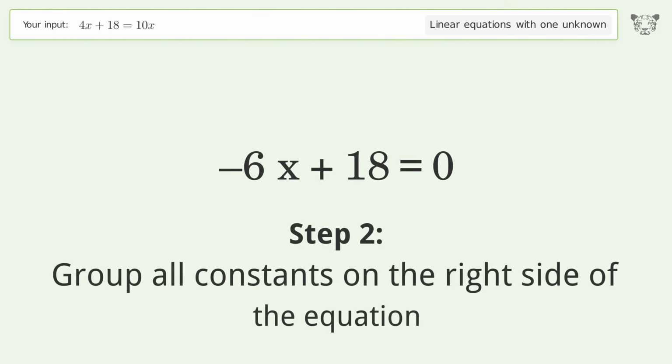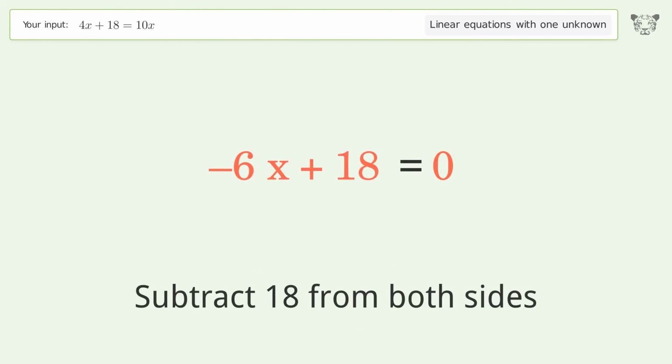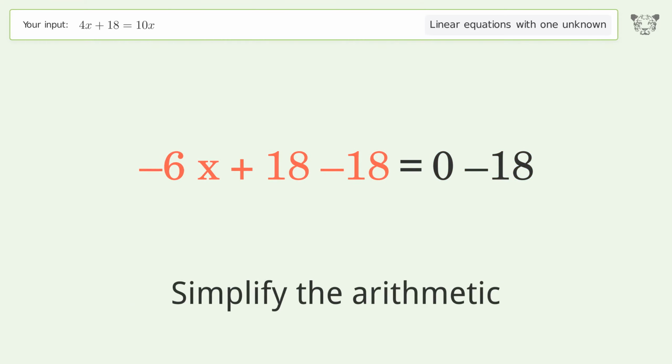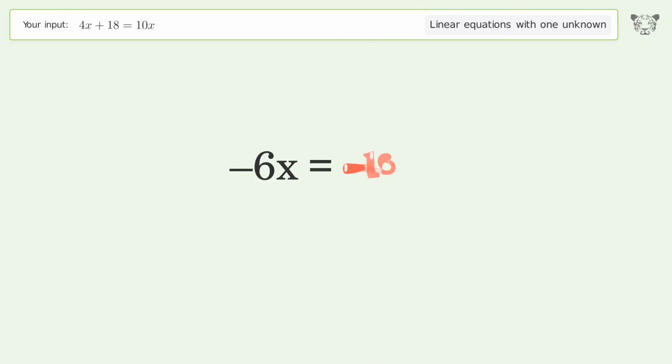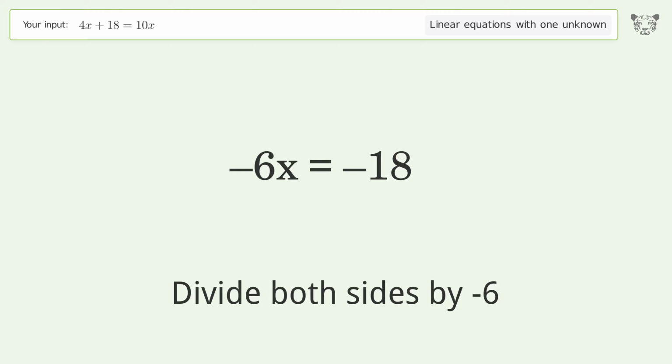Group all constants on the right side of the equation. Subtract 18 from both sides. Simplify the arithmetic. Isolate the x. Divide both sides by -6.